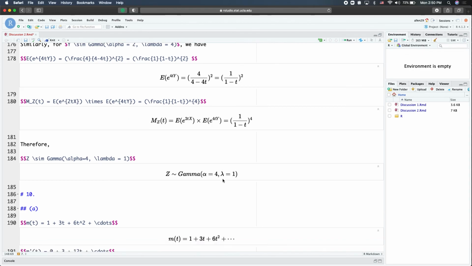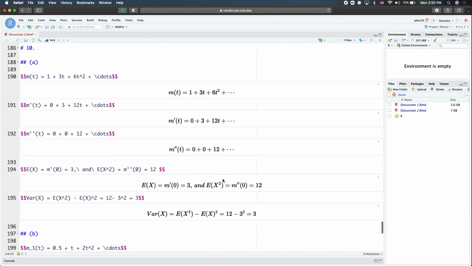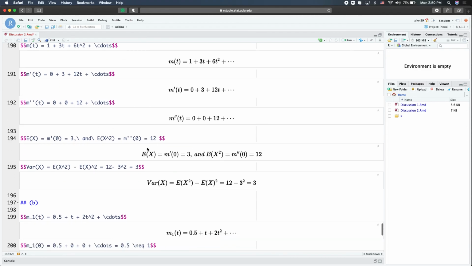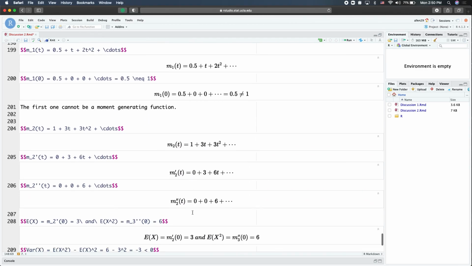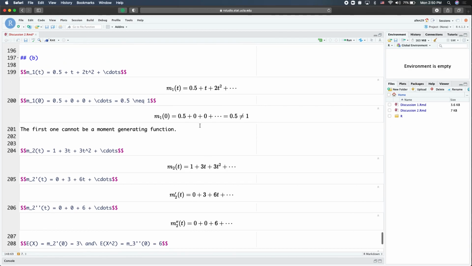It's about time, so I'll just briefly go over this part. For part A, you just take the derivative with respect to t and then set it equal to 0. First moment, second moment, you should be able to find the variance. For part B, for the first one, if you take t equal to 0, it's 0.5, which violates the definition. A homogeneous function when t equals 0 should be equal to 1. So the first one cannot be a homogeneous function.